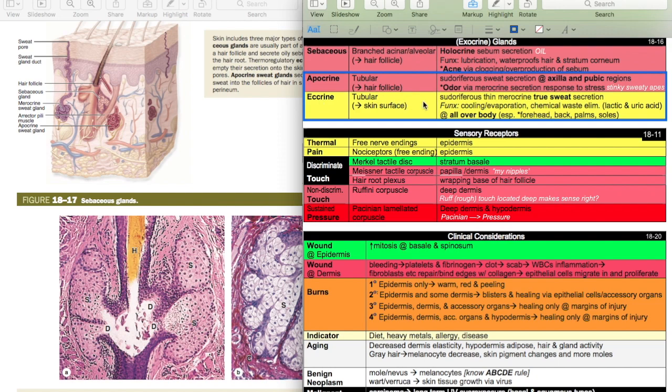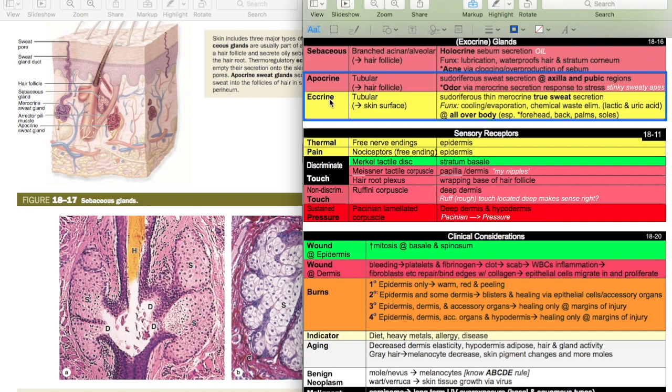Now, eccrine is the clean sweat. It's all over your body. It's true sweat, clean sweat, that cools you down and eliminates lactic acid and uric acid. It's everywhere, especially the forehead, on your back, whatever. People sweat in different areas, but it's all over the body, not just your hairy places. So, something else. This blue box means that I put a box around our sweat glands.